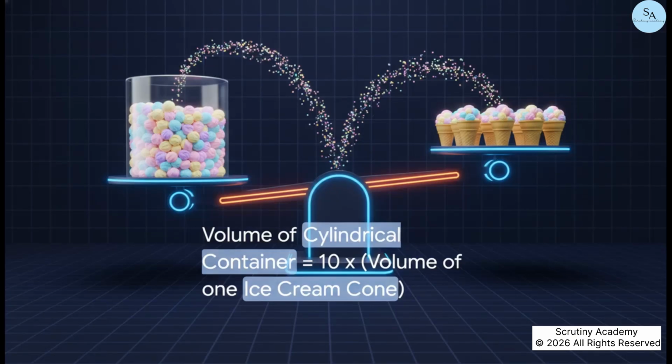The big idea here is what we call conservation of volume. Basically, the total amount of ice cream isn't changing. So the volume of that big cylindrical tub has to be equal to the total volume of all the little ice cream cones it fills. In this case, that's 10 cones. By setting these two amounts equal, we can build an equation and solve for whatever we don't know, like the height of the cone, for example.